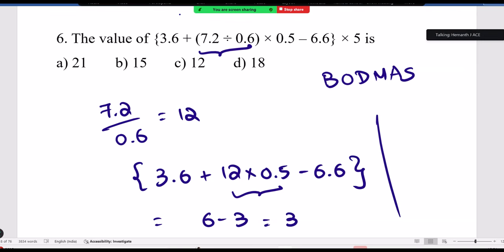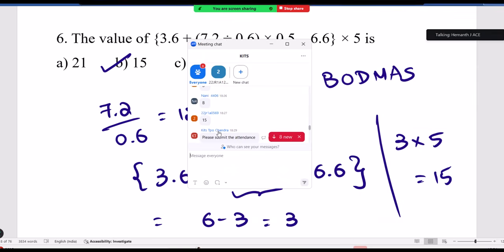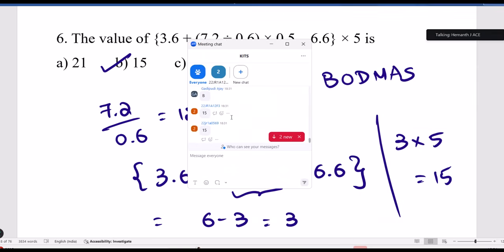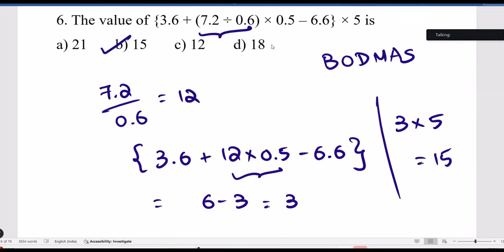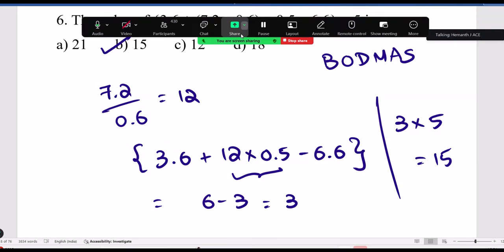Now finally you have to multiply with 5, as the bracket's entire value is nothing but 3. So 3 into 5 is nothing but 15. Option B, 15 is the answer for this one as well. Right. Now let's work on the next one.